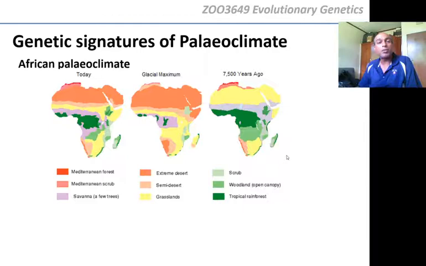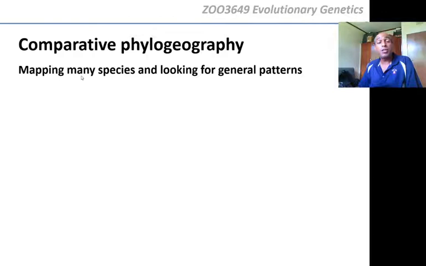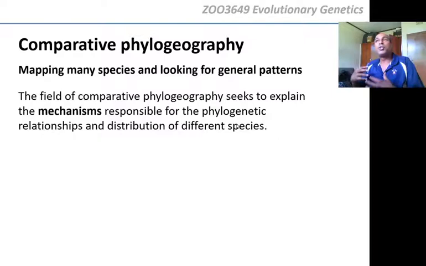Okay, so we look at these patterns by mapping the gene trees of many species and looking for general patterns. And this looking for general patterns is what we call comparative phylogeography. Why? Because it's not looking at the phylogeography of one species like humans or rhinos or elephants or deer or antelopes. No, it's looking at many different species and looking for the patterns. And when we see similar patterns, we can say the same geographic, the same historical, the same evolutionary events could have shaped these different species.